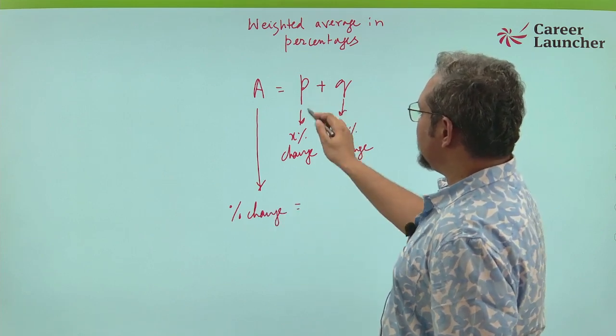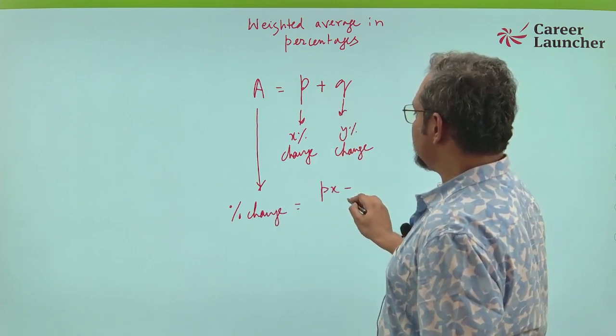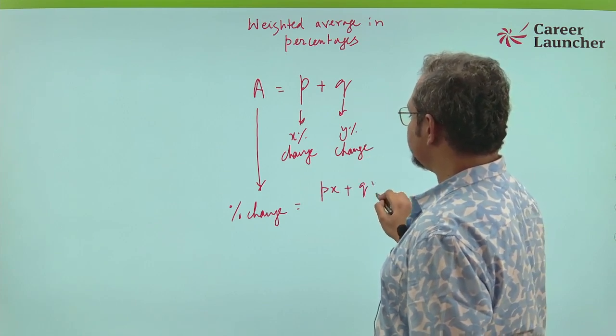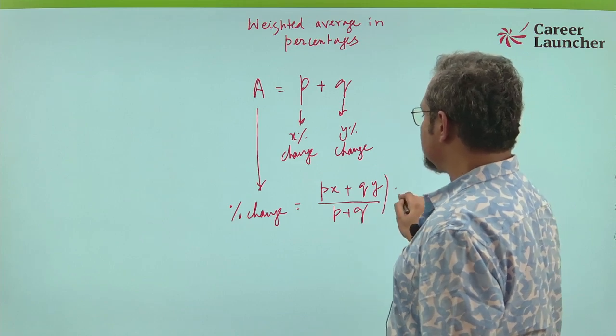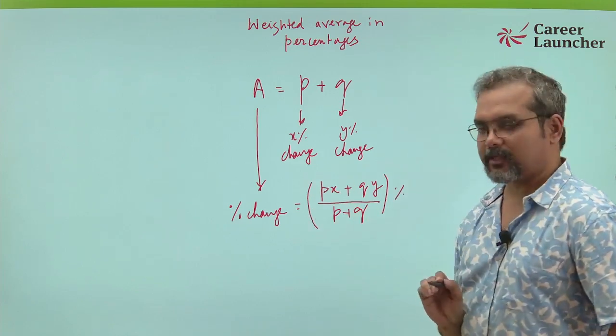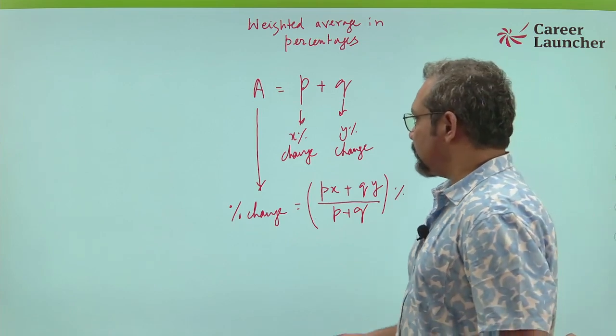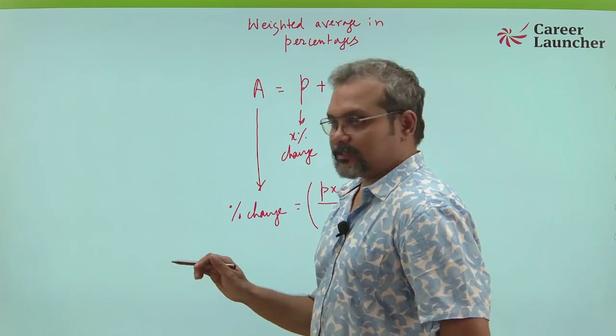It's simply P times X plus Q times Y over P plus Q. That's it. Don't multiply any 100 on anything. That's your answer. So let's take a simple example and see whether this works.